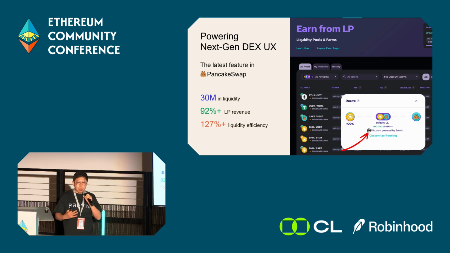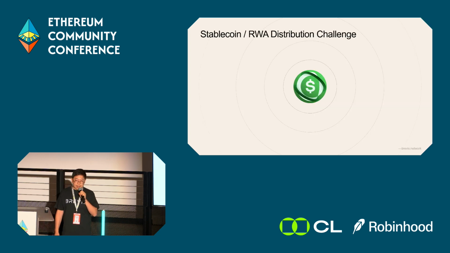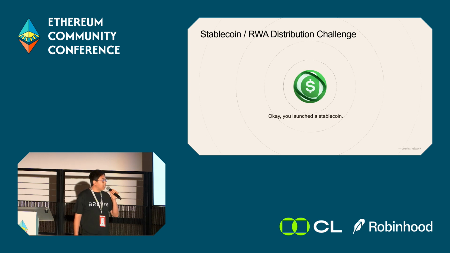It gets better revenue for the LPs because you create better market structure with this kind of a trading fee discount, a tier-based trading fee discount program, just like how you can do this with market makers on a centralized exchange. Another example I want to give is in the stable token RWA distribution challenge part.